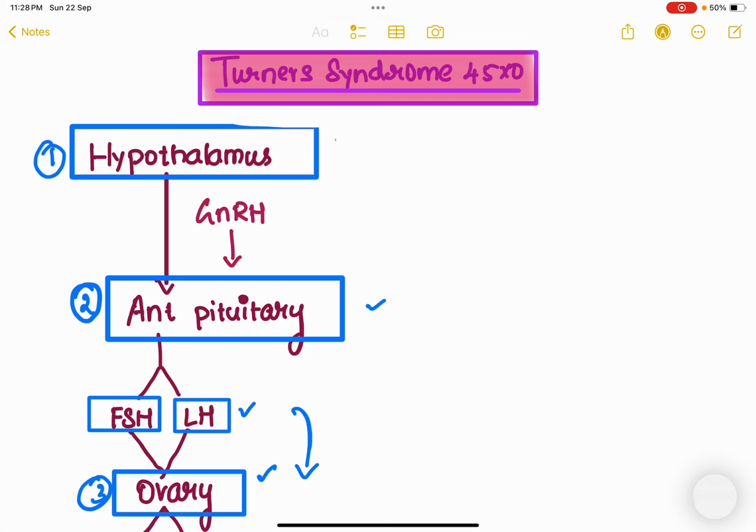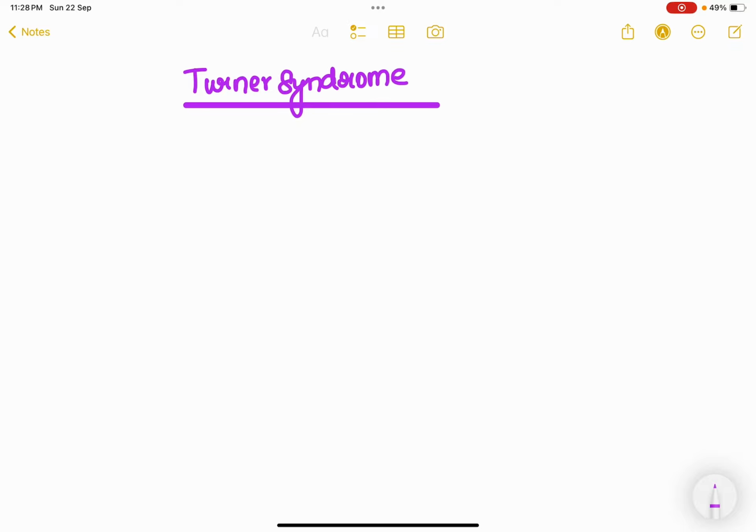We all know that Turner syndrome is a very important group of disorders. It is frequently asked in pediatrics as well, so it's very important to learn about this syndrome. Okay, so let's learn about it. What is the karyotype of Turner syndrome? The karyotype is 45XO. Is that clear? Yes, it is 45XO.